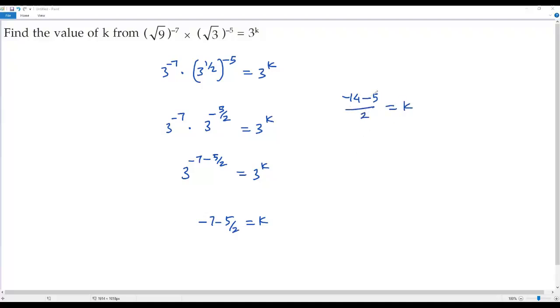Then, when I combine negative 14 and negative 5, I'm getting negative 19 over 2 equals k. I got the value of k in the given equation. The value of k is negative 19 over 2.